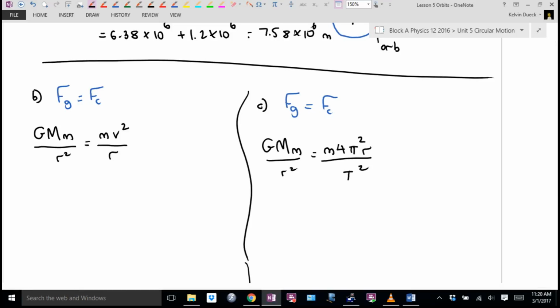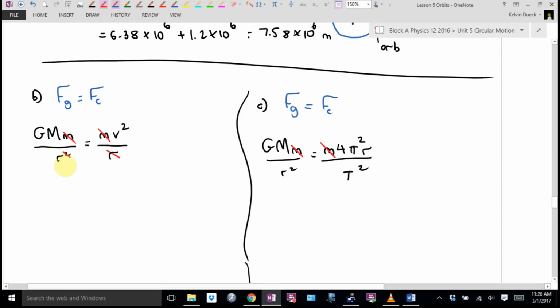Some stuff cancels in the first equation. What cancels in part B? Little m's. Got to be fussy because there's more than one m. Little m's. And here, one of the r's cancels because the r's are all on the bottom. On the right-hand side, although the m cancels, the r does not, because it's an r squared on the bottom on the left and an r on the top on the right. They're not on the same level. We can't make that assumption.